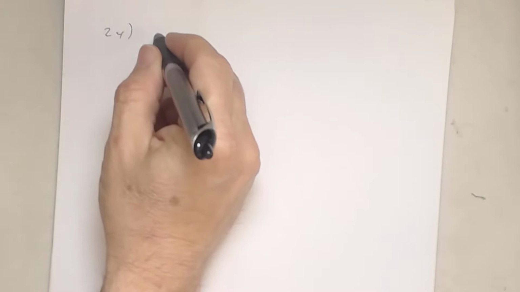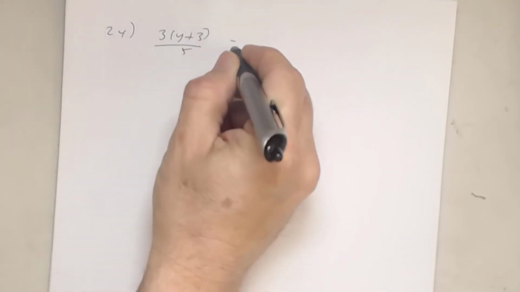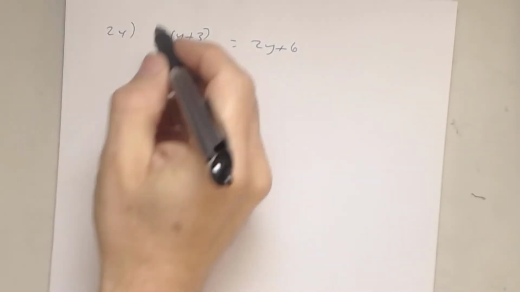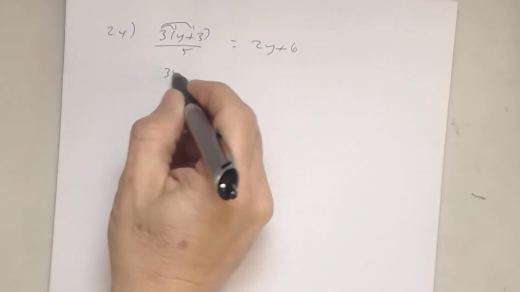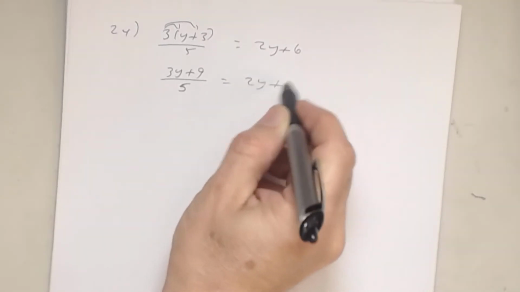So 24, you have (3y plus 3) divided by 5 equals 2y plus 6. All right, so let's do that process. I do have fractions, so let's do this by clearing the fractions. But what's that first step? Distributive property, because I have parentheses. So what's going to be that numerator? 3y plus 9, all divided by 5 equals 2y plus 6.